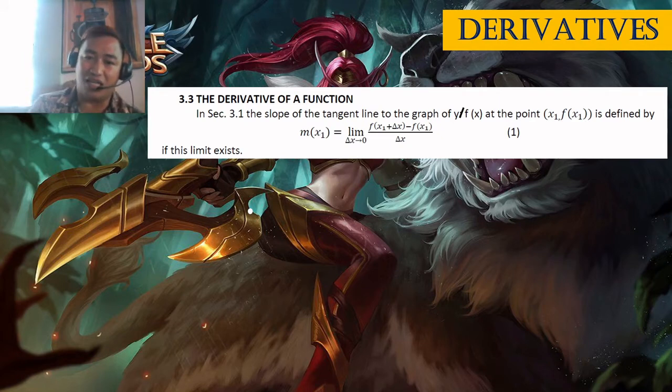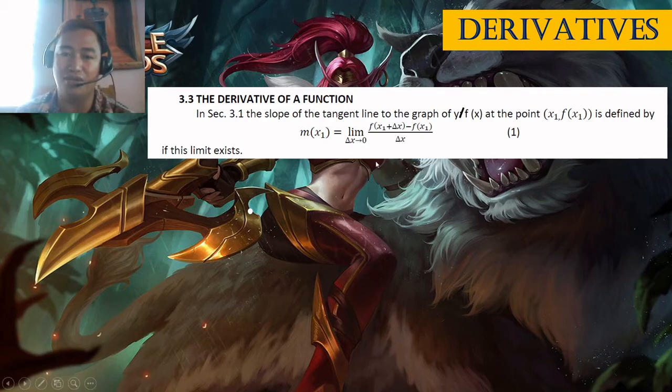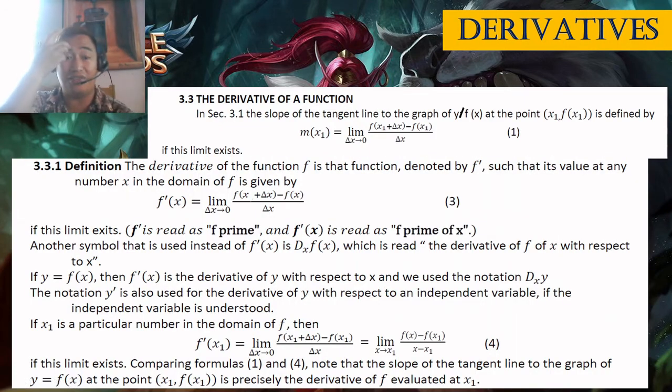The derivative of a function. In the previous section, the slope of the tangent line to the graph of y or f of x, at the point x1, f of x sub 1, is defined by m of x sub 1, if this limit exists. The definition of the derivative is similar. Look, f prime of x: the x sub 1 is replaced by x, then copy everything, including the delta x.